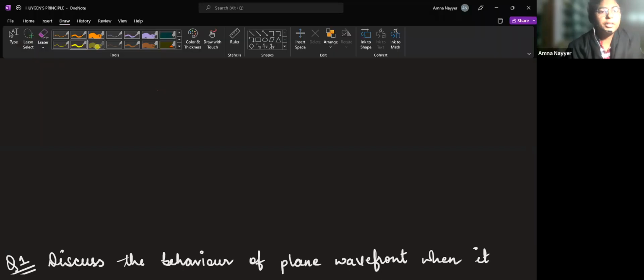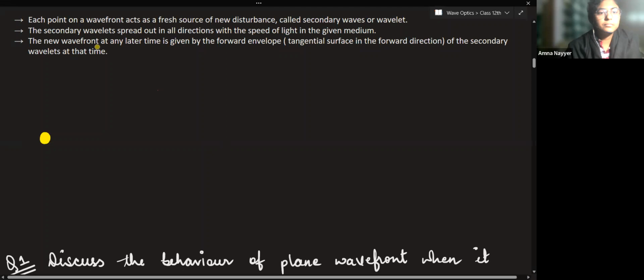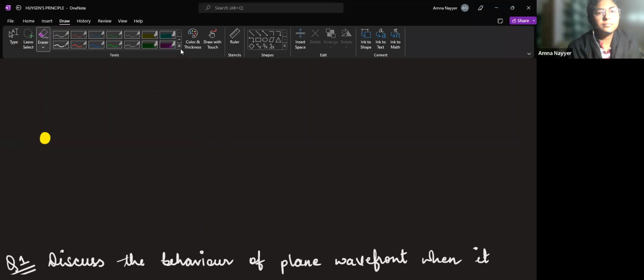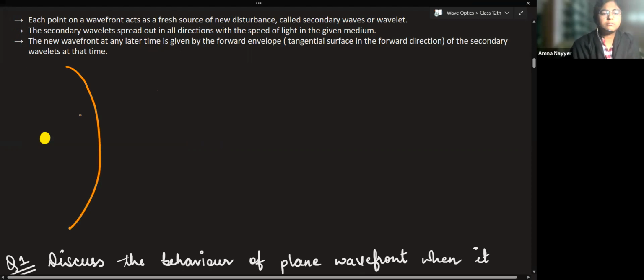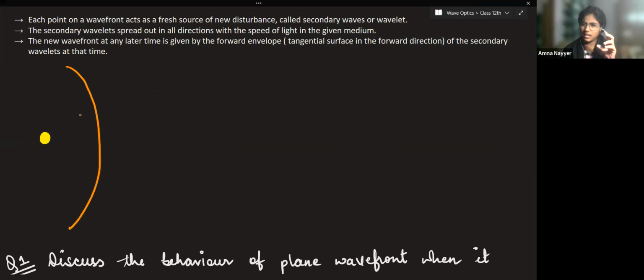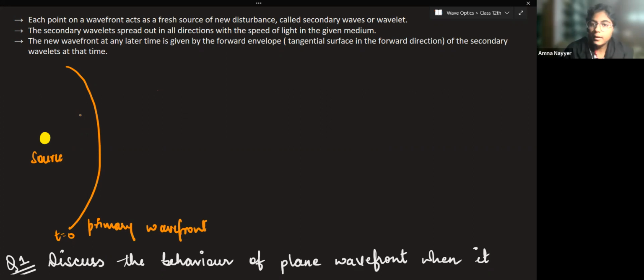See, let's say there's a point source. This is a source. And because of this source, there was a wavefront, a spherical wavefront. I'm just showing an arc, not a complete one, but just assume that a complete circle is present. This is the source. This is the first wavefront. Let's say this is t equal to 0, and we are calling this wavefront the primary wavefront. Now, what does Huygens principle say?